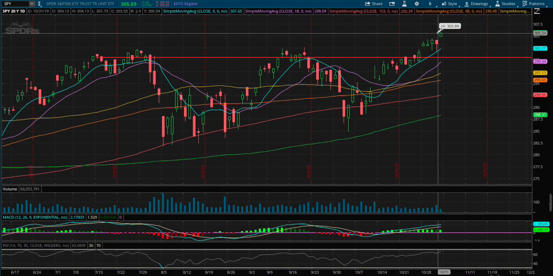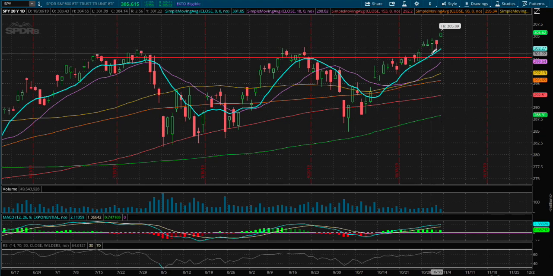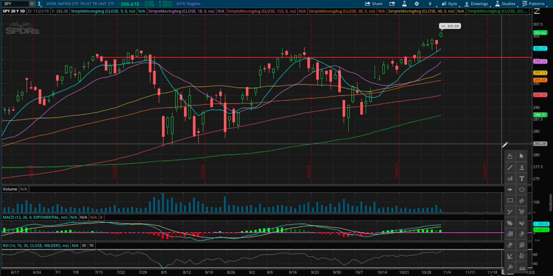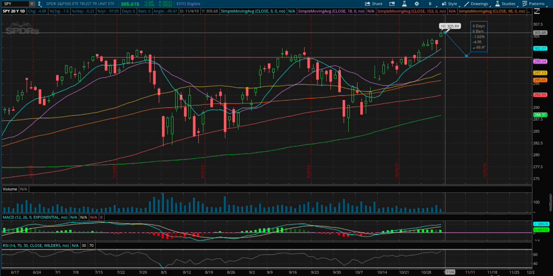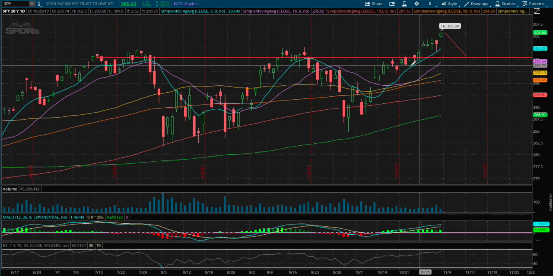As for resistance, we're currently at all-time highs. I can't really mark any future resistance, so only support. And if we were to fall lower, that price movement is roughly 1.6% to the downside. So let's head to the forecast model.